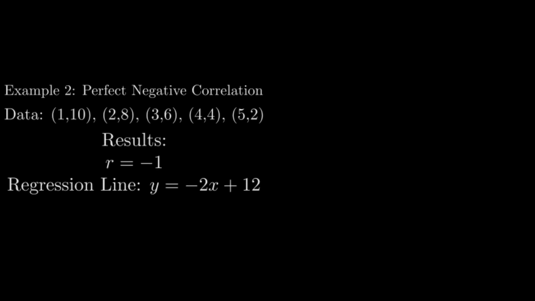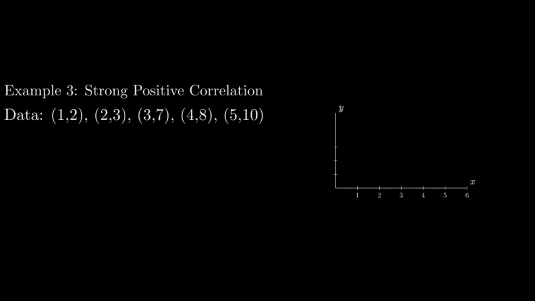Perfect correlations are rare in the real world. It's more common to have data that's a bit messy. Let's slightly modify our data. Look at this scatter plot. The points still clearly follow an upward trend, but they don't fall on a single line. There's some scatter or noise.